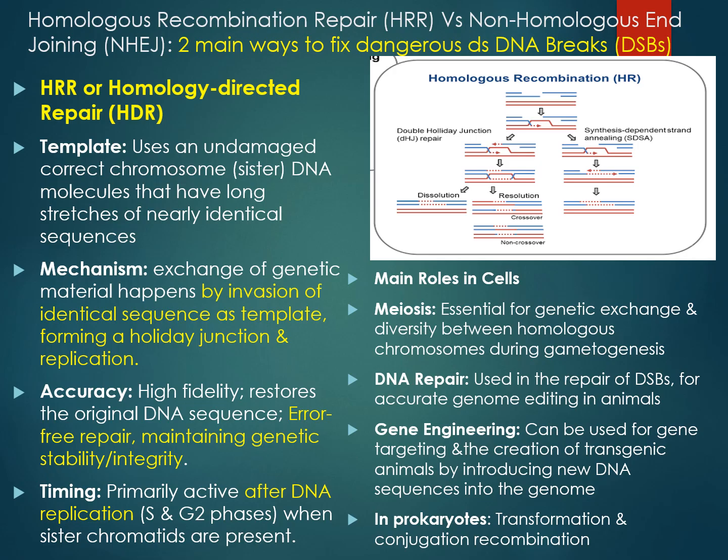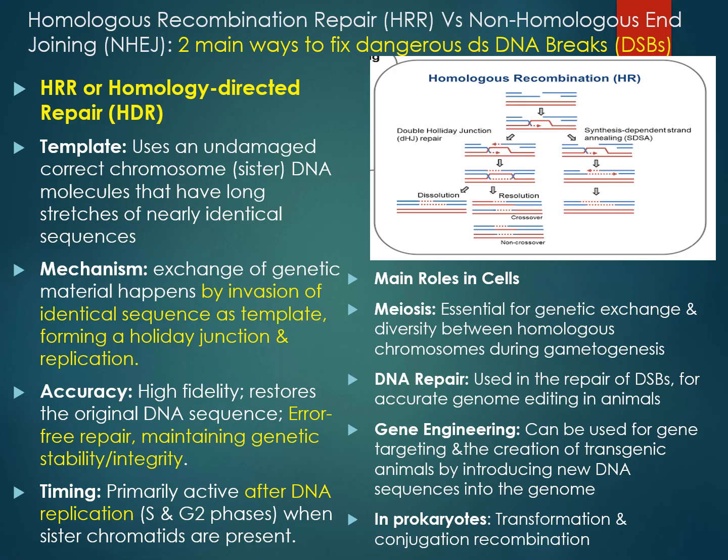Homologous recombination repair versus non-homologous recombination. These are two ways to fix the dangerous double-strand DNA breaks. Homologous recombination uses a template from the undamaged correct chromosome or sister chromatid, which has long stretches of nearly identical sequence. So exchange of genetic material happens by invasion of identical sequence, as I explained in the previous slide. Accuracy: high fidelity is there.